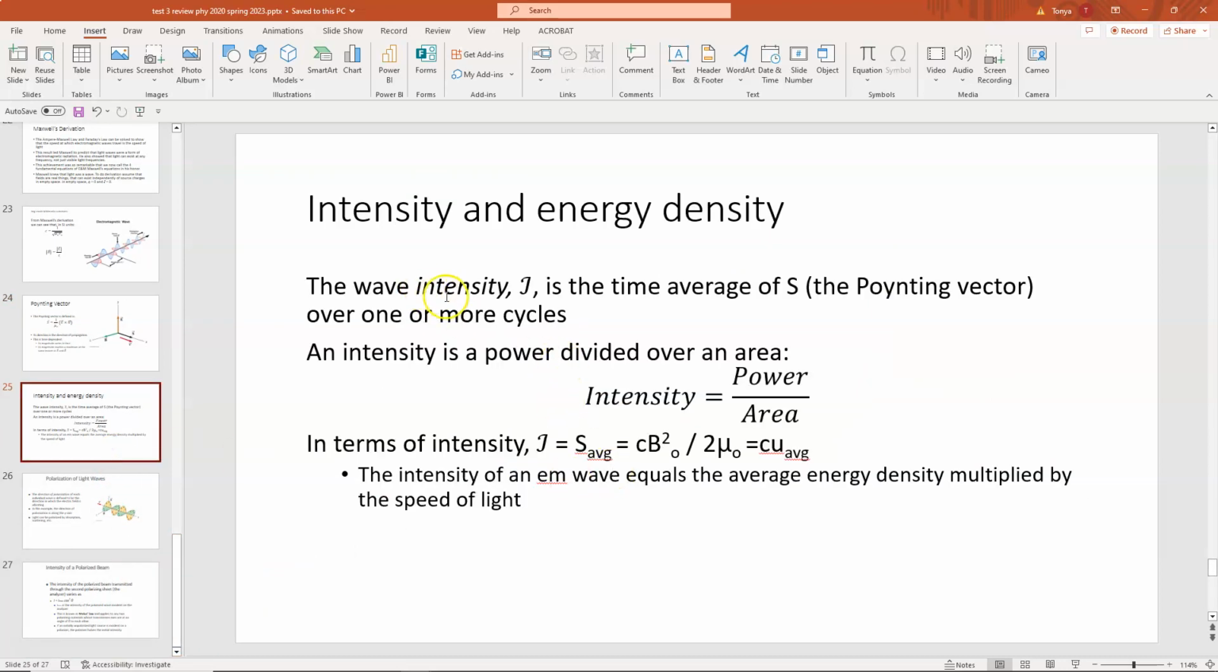We define the wave intensity as the time average of the Poynting vector over one or more cycles. Remember that an intensity is a power divided by an area. The intensity, which is the time average of the Poynting vector, we showed is equal to c B naught squared over 2 mu naught, which is equal to c times U average, where U average is the average energy density, and B naught is the amplitude of the magnetic field oscillation. You can also write this in terms of the electric field oscillation as well.